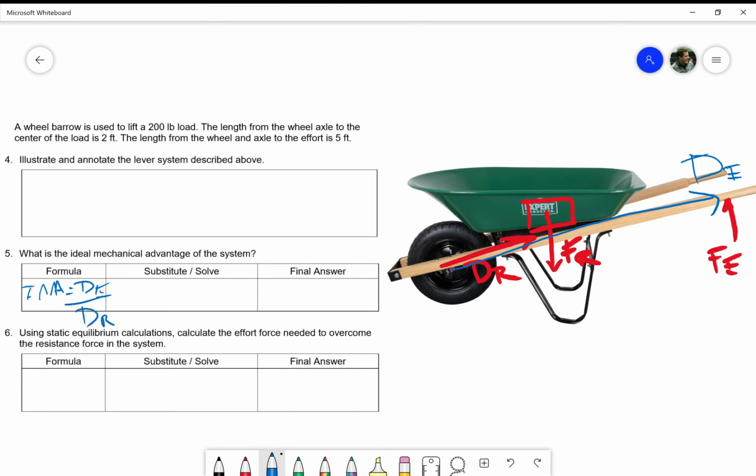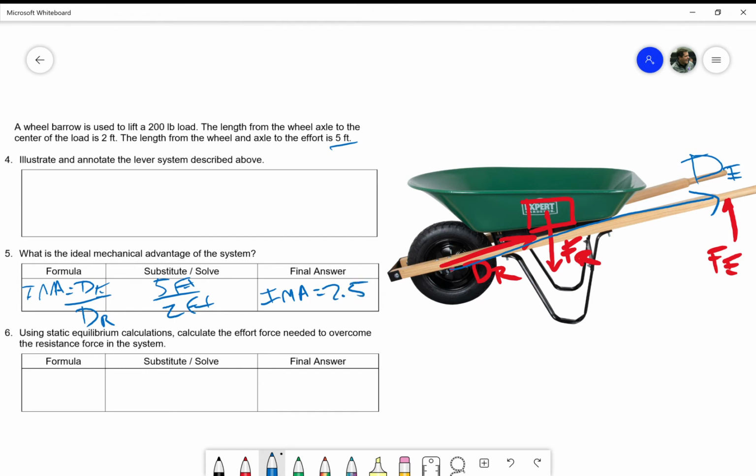So we're going to substitute it in. Our effort distance is the long distance of 5 feet. My resistance distance is 2 feet. So we're just going to have 5 divided by 2, and our IMA is equal to 2.5.